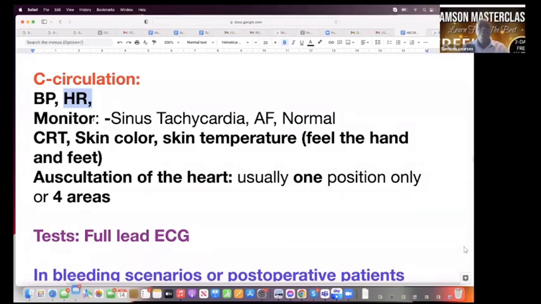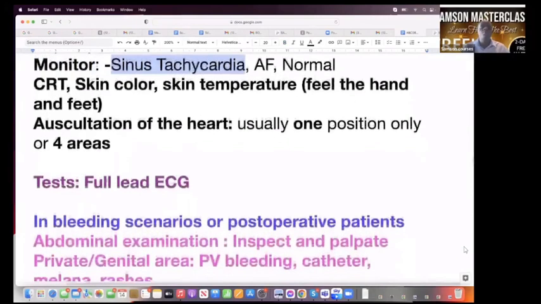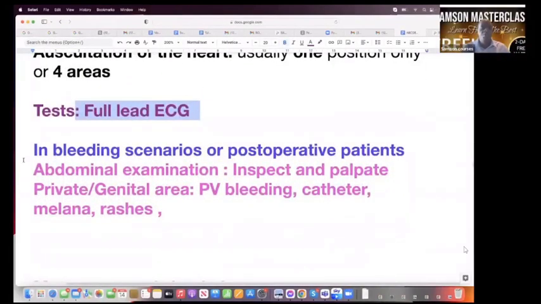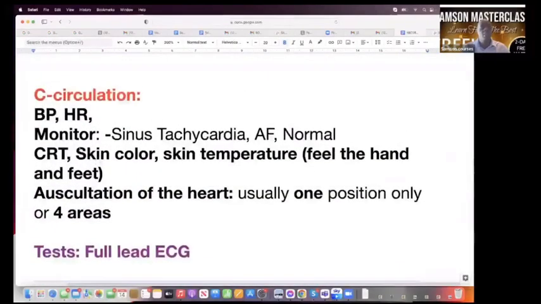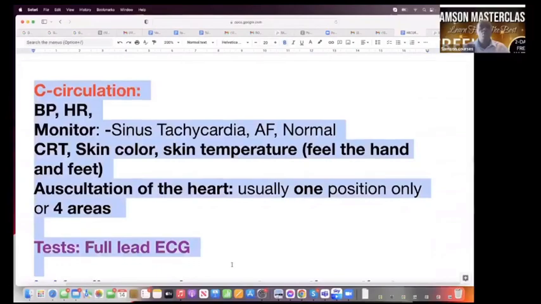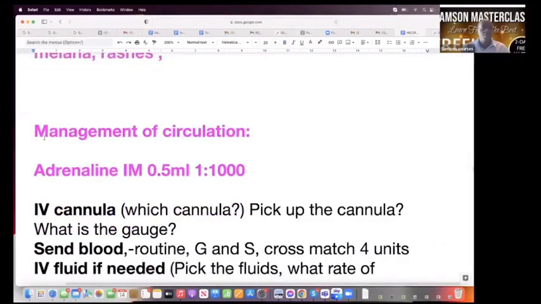Okay. The monitor shows sinus tachycardia, which means your heart is working faster than usual, Mr. Brown. The rest, you're going to check as normal. I still need a full ECG. That is a tracing of your heart. We're not going to be doing abdominal and external genitalia now. It's asthma, so after assessing the circulation, we're going to go straight to management of circulation.